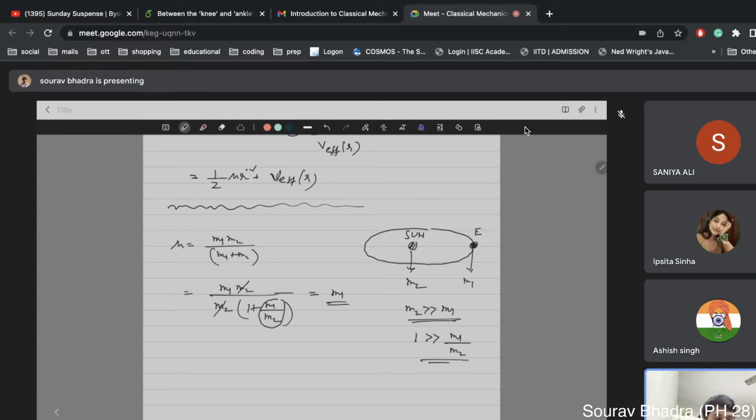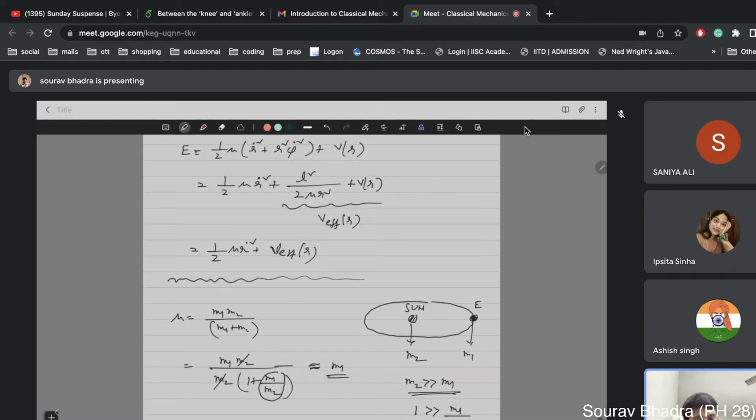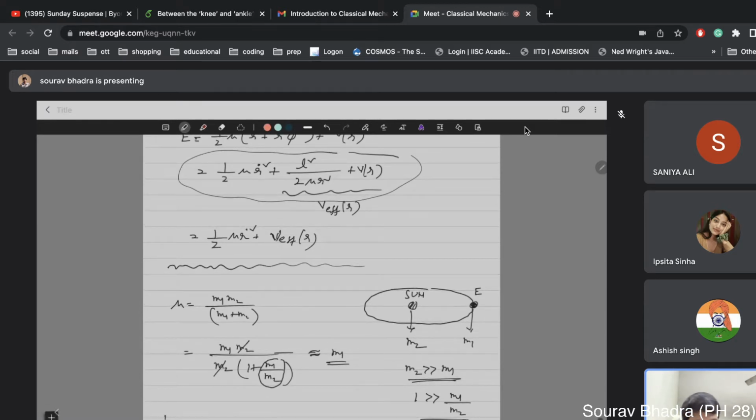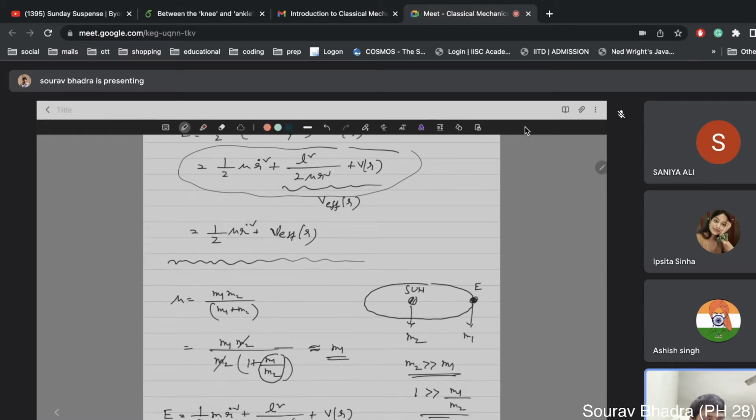So for this system, when the mass of the sun is very large than the mass of the earth, then mu, we can replace the reduced mass of this earth sun system by the mass of the earth only, which is m1. So if we use this approximation for this particular problem, then this equation can be written as E equals to half m r dot square plus l square by 2 m r square plus Vr, where I have just replaced the mu by m.